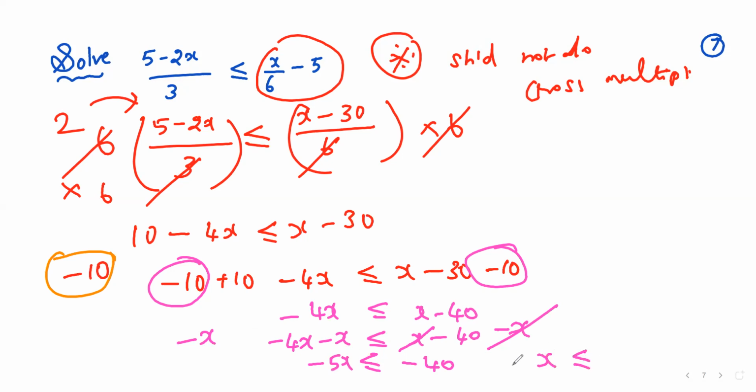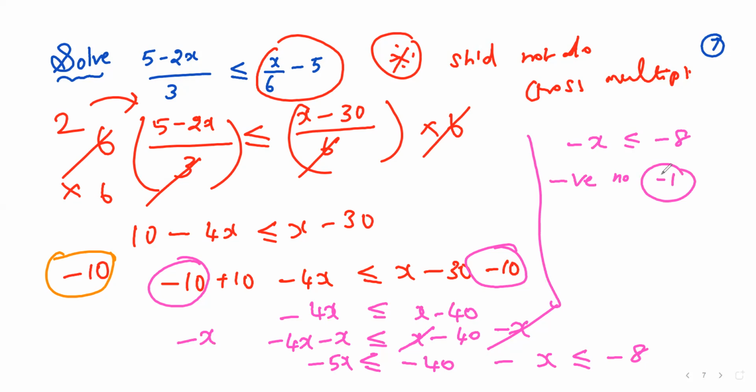This became cancelled. So just minus 40 is less than or equal to minus 5x. Dividing by 5, minus x is less than or equal to minus 8. Both sides you are going to multiply by one negative number, that is minus 1. If you multiply a negative number on both sides, what will happen? Very important golden rule: the inequality gets reversed. So your answer should be greater than or equal to.